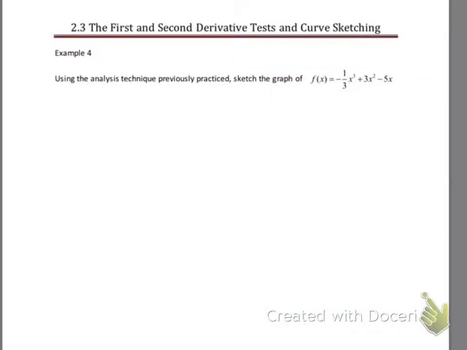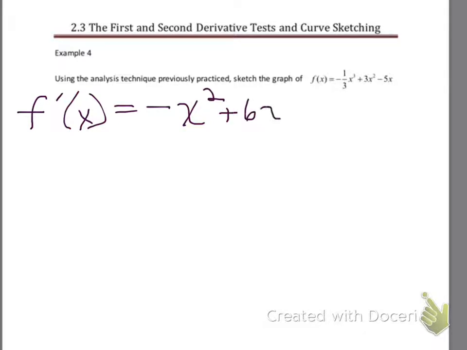Okay, example 4 is more typical of what you're going to be receiving. It says, using the analysis technique previously practiced, sketch the graph. I'm going to have to do a first derivative test and a second derivative test just to cover all my bases since I've learned two techniques. So take the first derivative, and you should get negative x squared plus 6x minus 5.